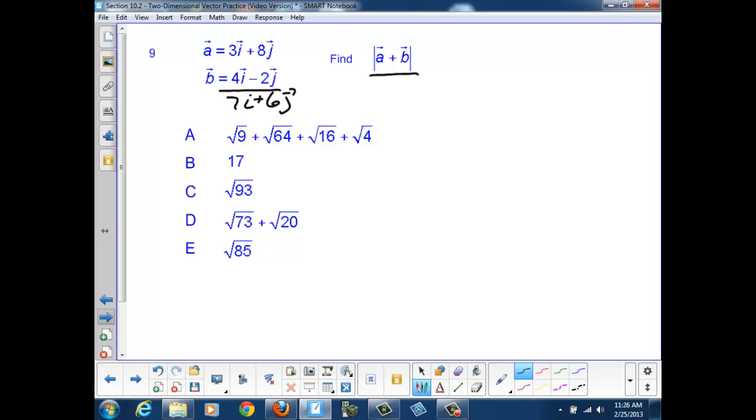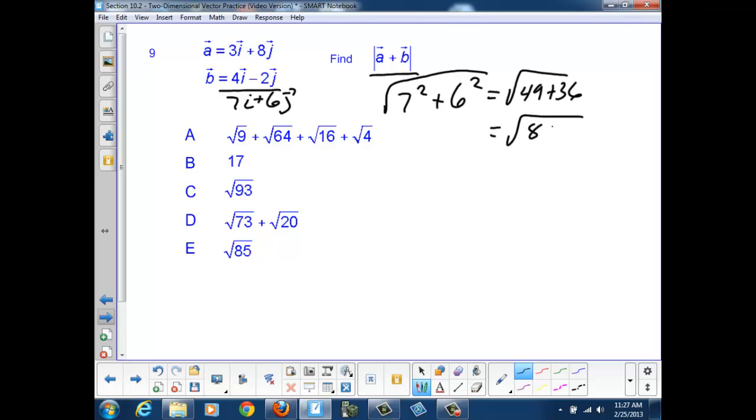And then to find the magnitude, we apply our Pythagorean theorem concept. So we would take 7 squared, add 6 squared, and then take the square root of that, which gives me the square root of 49 plus 36, which works out to the square root of 85. So in this case, our answer would be E.